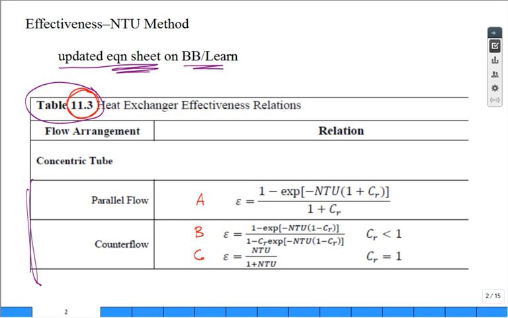I'm glad to say that nobody selected A, which is good because this is a counterflow. But you had two choices. Now, way over here is what distinguishes between choice B and C. And so what is C sub R? That's the ratio of the minimum to the maximum heat capacity rate. For this problem, it was water on both sides at the same flow rate. You assume the same specific heat, same flow rate, guess what? It's 1. C sub R is 1, so which one? It's C. Let's grade it.